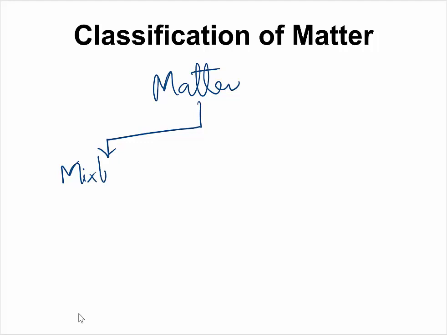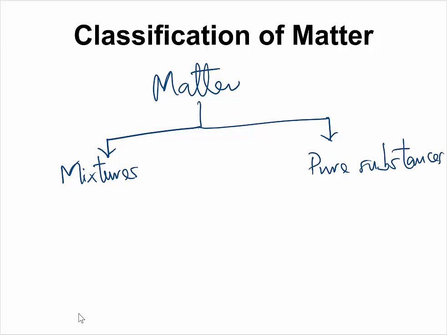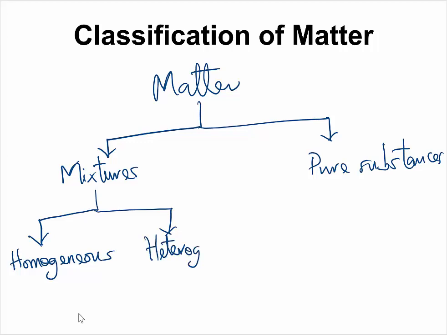Matter can be found in nature in one of two ways. Matter can be found in nature as mixtures or as pure substances. There are two types of mixtures. There are some mixtures called homogeneous mixtures, and there are some that are called heterogeneous mixtures.